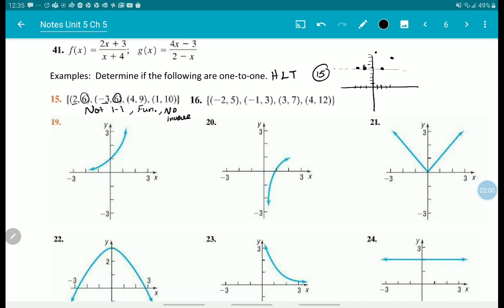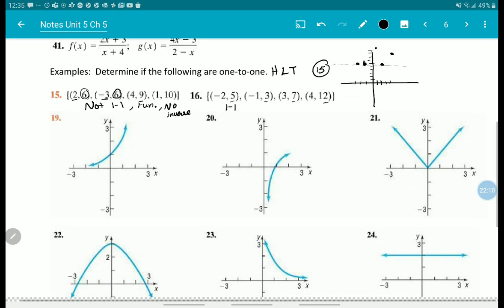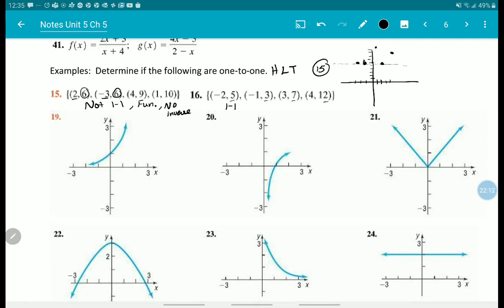Let's look at that next one. Let's analyze those y values. We have different y values here. So since they're different y values, this guy is going to be one-to-one. Notice the x values are different too. And since those x values are also unique, then it's definitely a function. And because it's one-to-one and a function, it will have an inverse.